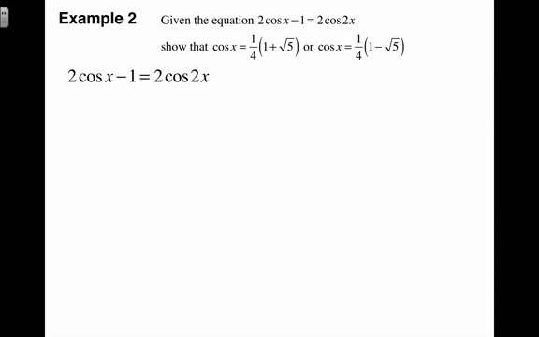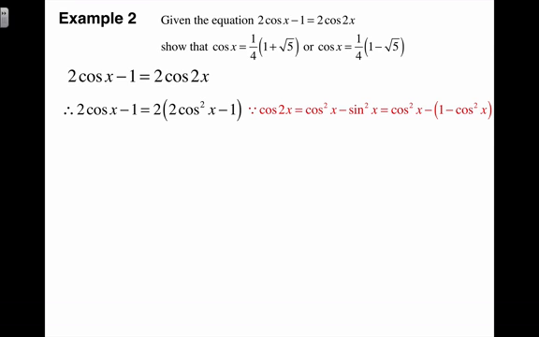Our first step will be to substitute in for our cos 2x. Now remembering that cos 2x is cos squared x minus sin squared x, but once again we only want to have this in terms of cosine. So we'll replace the sin squared with a 1 minus cos squared to get 2 cos x minus 1 is equal to 2 outside of 2 cos x squared minus 1. Collecting all the like terms and simplifying it, we'll get a nice quadratic equation of 4 cos x squared minus 2 cos x minus 1.